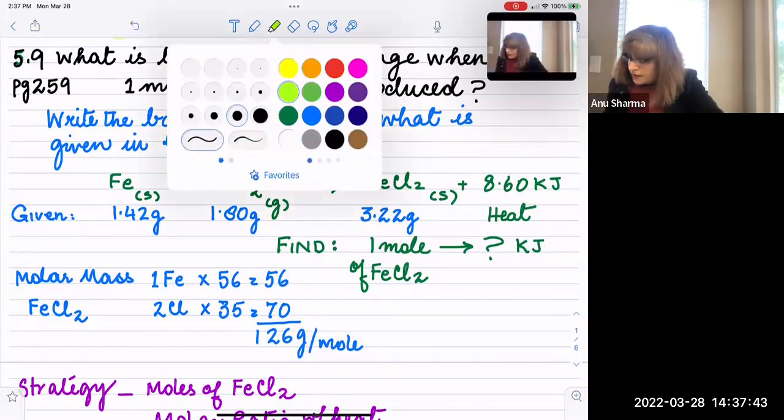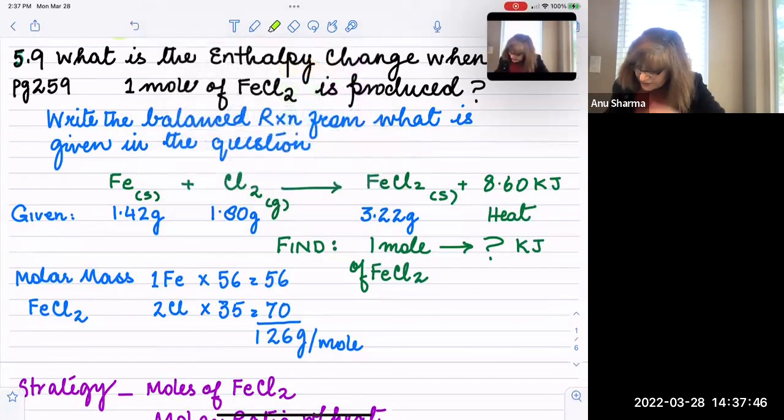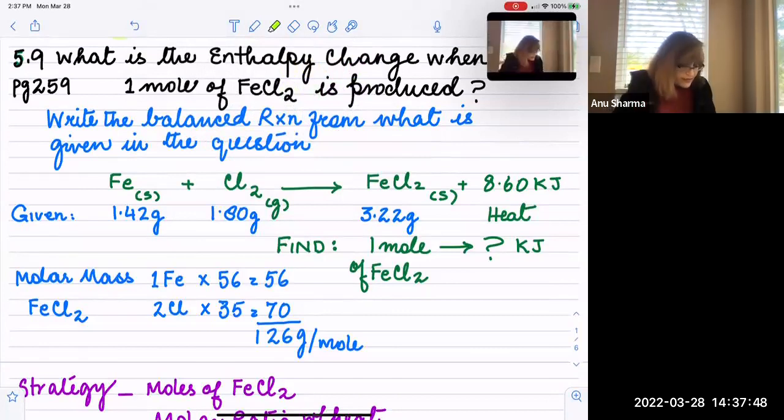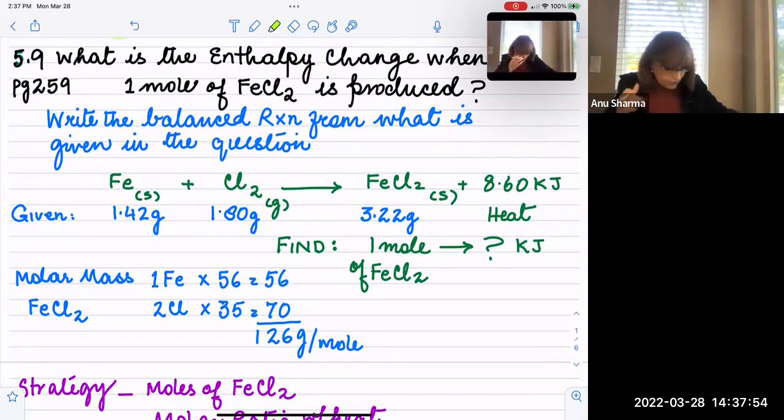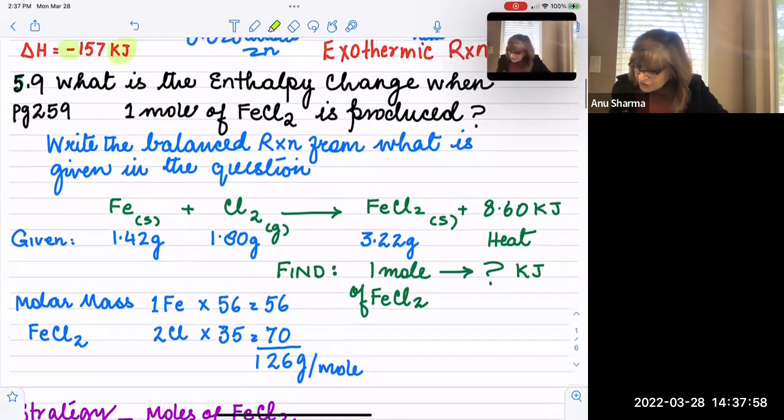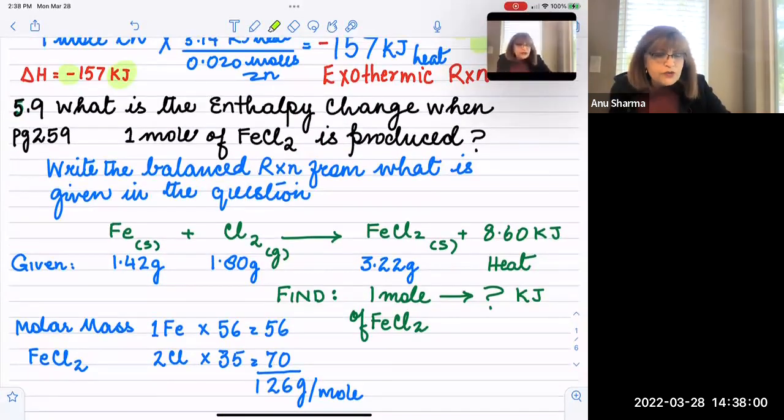Okay. All right, so the next is question 5.9. In 5.9, you are given what is the enthalpy change. This is problem 5.9 on page 257. So what is the enthalpy change when 1 mole of FeCl2 is produced?